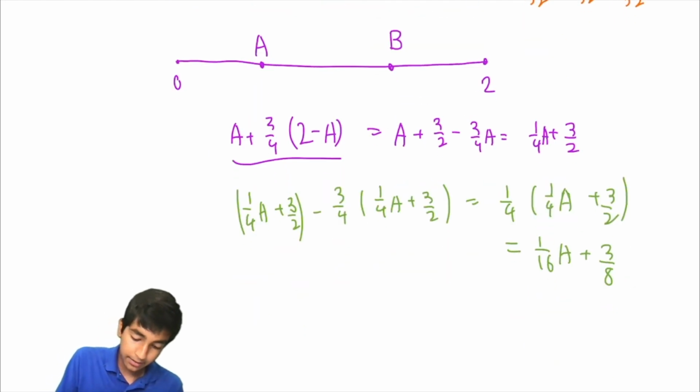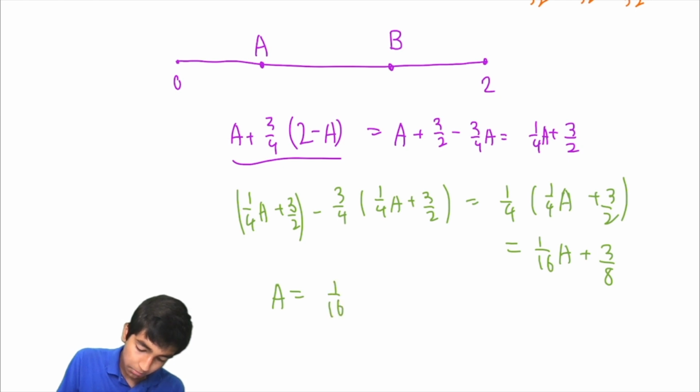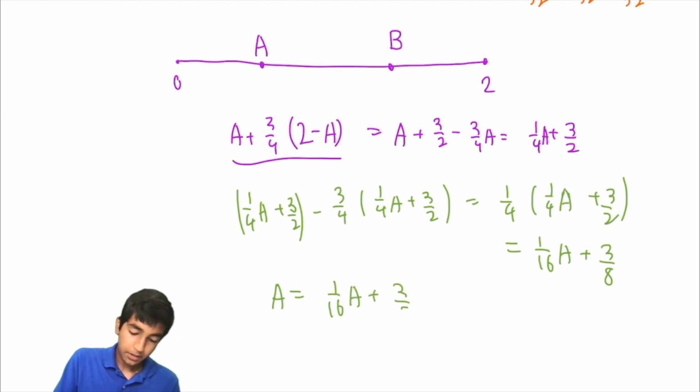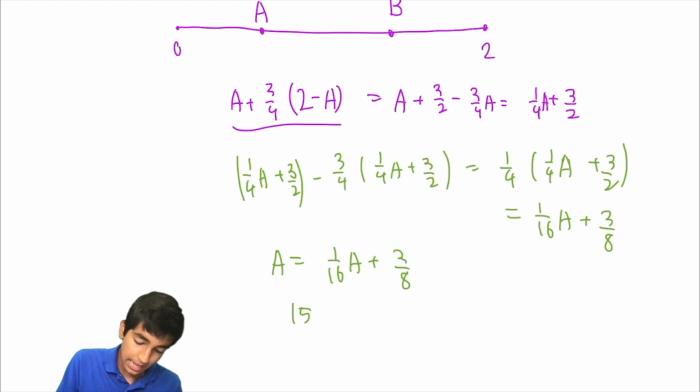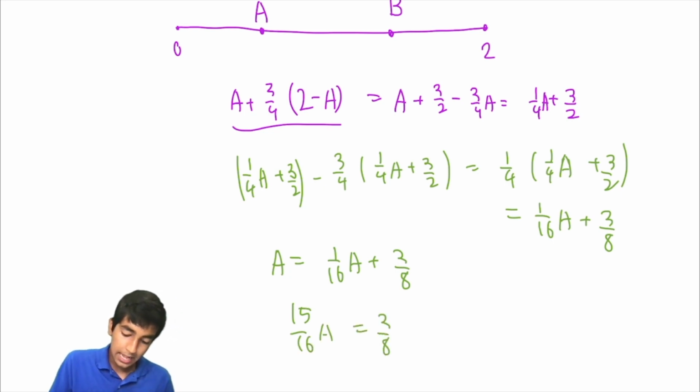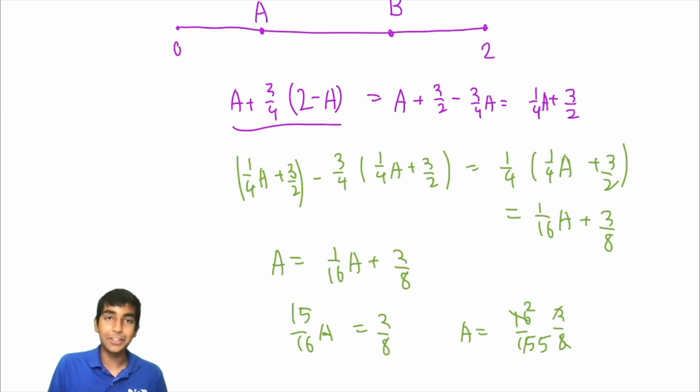Now the key thing here is that A is equal to 1/16 A plus 3/8. So 15/16 A equals 3/8. So that means A is 16 over 15 times 3/8, cancel, cancel, cancel, cancel. A is equal to 2/5.